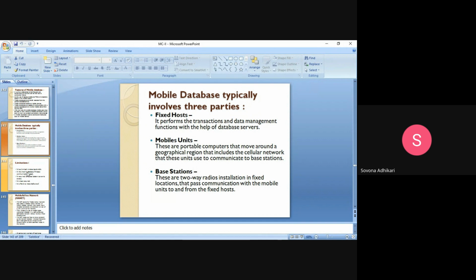Base station. There is a two-way radio installation in a fixed location that passes communication between the mobile unit and the fixed host. So it passes the communication between the mobile unit and the fixed host, with a two-way radio installation in a fixed location in between.